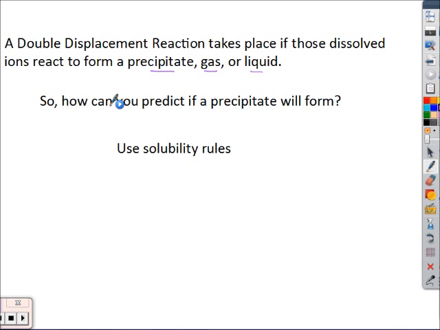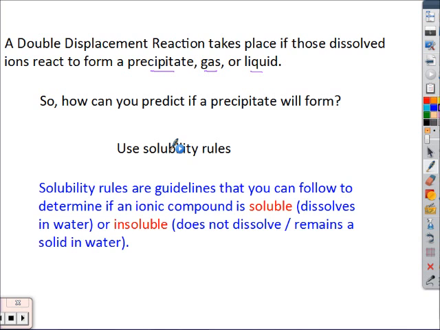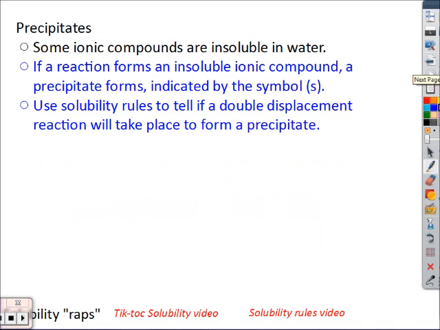So how do I know if a precipitate will form? I have to use my solubility rules. These are guidelines you can follow to determine if an ionic compound is soluble, which means it dissolves in water, or insoluble, which means it does not dissolve in water, or it will turn into a solid in water. A precipitate is the insoluble compound that forms when you pour those 2 things together. If it forms an insoluble compound, we use the symbol S, which indicates solid.